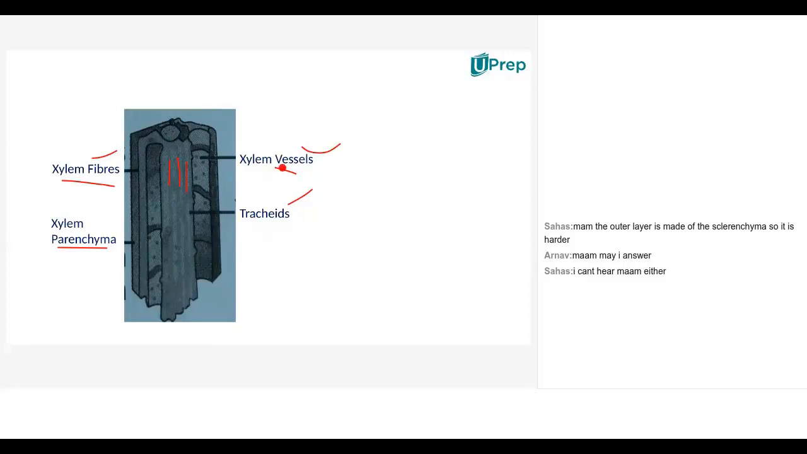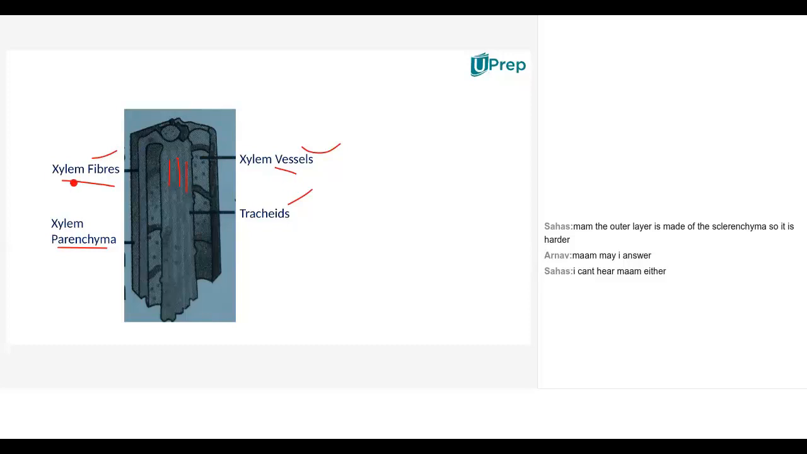The xylem vessels are also dead tissue. If you compare, they have a broad lumen, meaning the central cavity is broad when compared to tracheids. That is the only difference between tracheids and vessels, only a structural difference. In other words, we call it a morphological difference. Just as tracheids transport water and nutrients, the same way vessels also transport water and nutrients from soil to other parts of the plant.